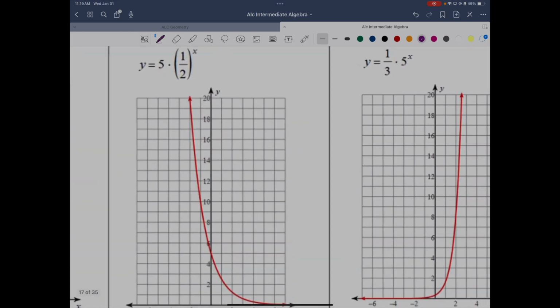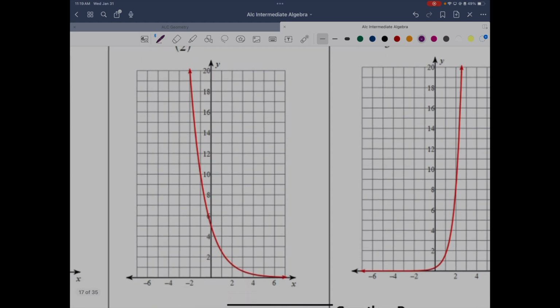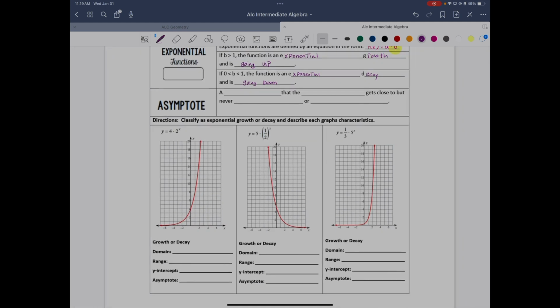So this is an example of exponential decay, where it's starting in the upward quadrant too, and it's getting less and less and less as you go along. That's called exponential decay.